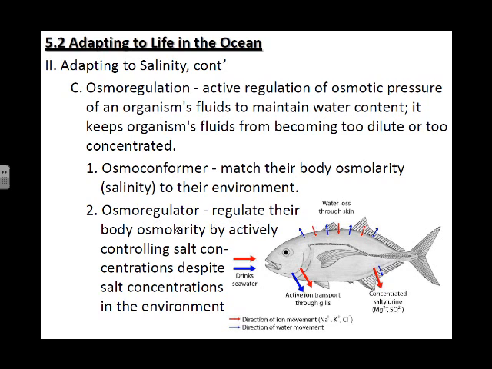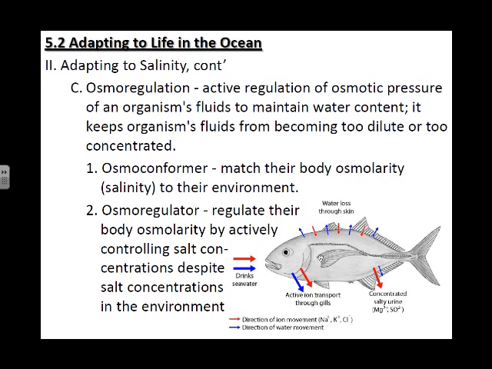There's also what we call an osmoregulator, which regulates its osmolarity by actively controlling the salt concentrations in their body. Marine fish do this extensively. And if we look at this diagram, we can see how they do this. There's always going to be water loss and salt gain through the skin. So remember in the previous slide, this fish being in a hypertonic solution like the ocean, it tends to lose water. That's not good. That would kill the fish.